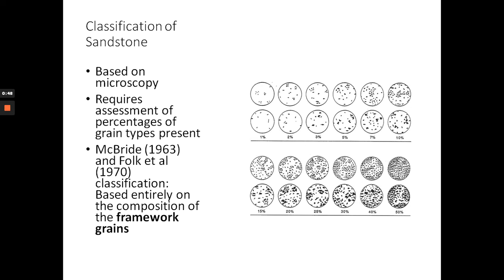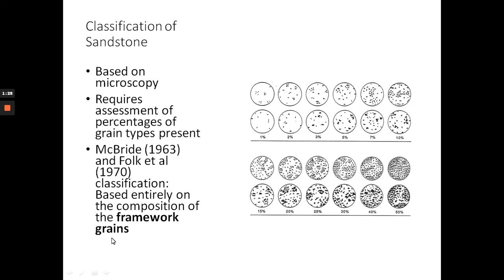So the main basis of sandstone classification is based on microscopic investigation. You need a petrographic microscope because you need to be able to observe the mineral composition of your grains, and also the fractions of different grain types. So classification of sandstones requires assessment of percentages of grain types present. For example, how many percentages of the grains are quartz, or how many of them are feldspar, and so on.